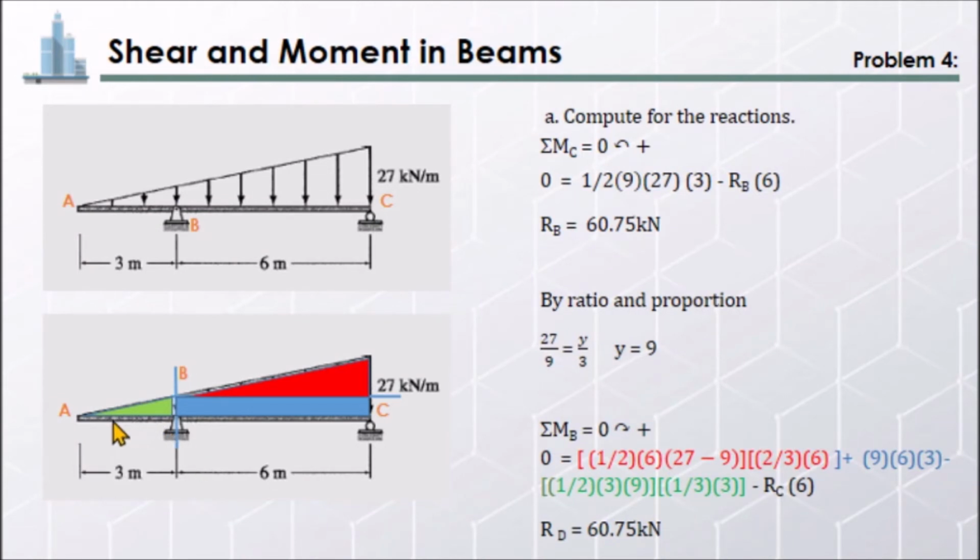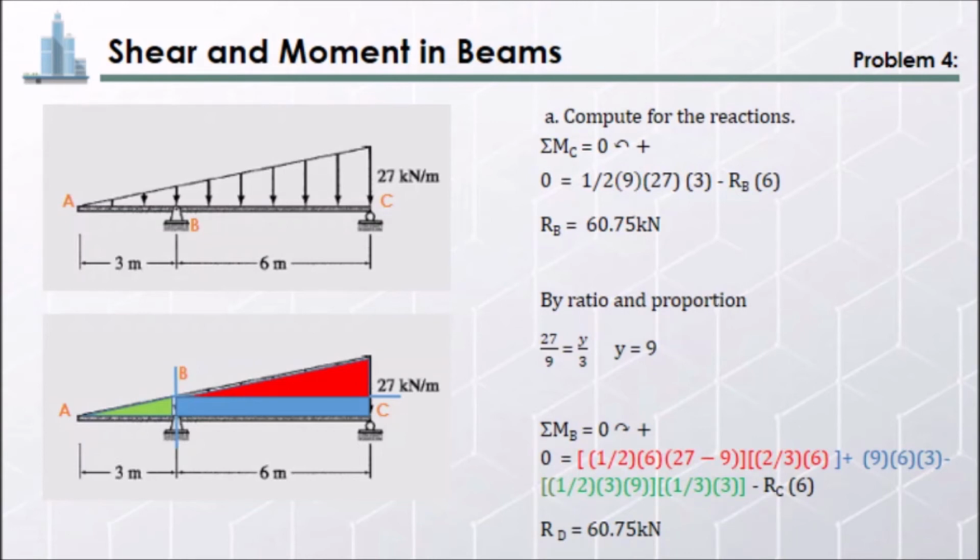Minus itong ating triangular load dito. So, that is 1/2 multiplied by its base, 3 meters. Height na 9 meters. And then, mapapansin nyo, ang moment arm natin dito class is 1/3 ng 3 meters. 1/3 kasi dito tayo kukuha, diba? So, ito yung malapit dito. Ito yung kuhanin natin. Kung saan tayo nag-moment. So, minus r sub c multiplied by its moment arm na 6. So, from here, r sub c is equal to 60.75 kilonewton.